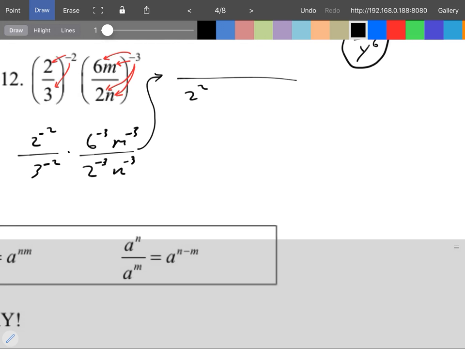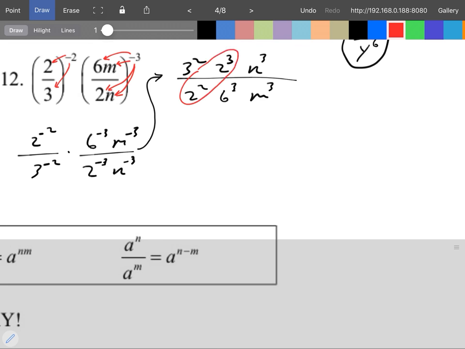Well, I'm going to have the 2 to the negative 2 is going to go on the bottom as 2 squared. The 6 to the negative 3 power, that's going to go on the bottom as 6 cubed. And the m to the negative 3 power, that's going to go onto the bottom as m to the 3rd. Then in the numerator, I'm going to have the 3 to the negative 2 power. That's going to go up to the top as 3 to the positive 2 power. The 2 to the negative 3, that's going to go to the numerator as 2 cubed. And then the n to the negative 3rd is going to go on top as n to the positive 3.